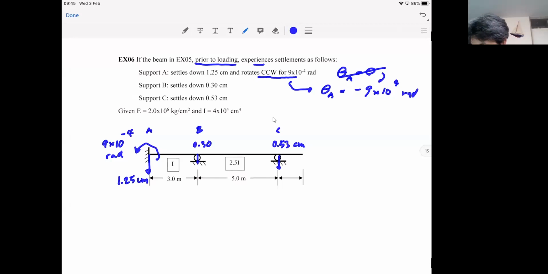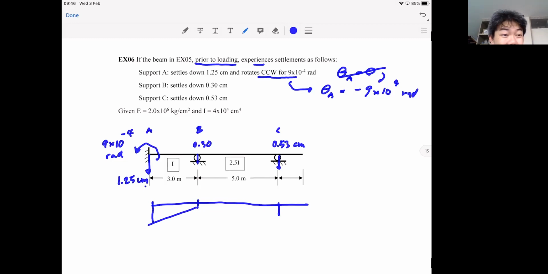One more thing that you should understand is that when you have this settlement, 1.25 is greater than 0.3, right? So my structure will come down at A much more than at B. And at C, it comes down a little bit more than at B. So the fact that A comes down more than B means that your member is now oriented like this. You can see that your member rotates. Now we are not talking about joint rotation, we are talking about the rotation of the member itself.